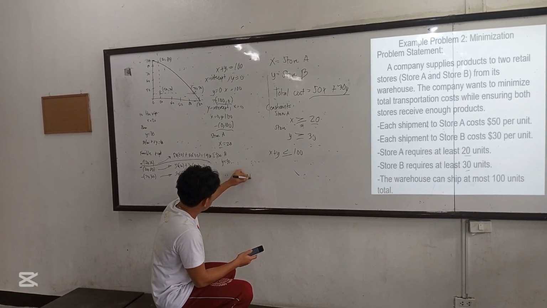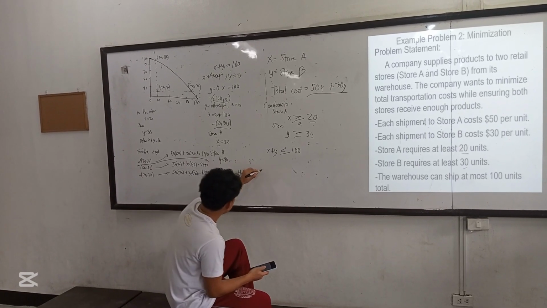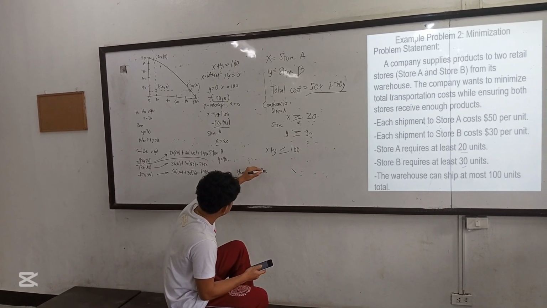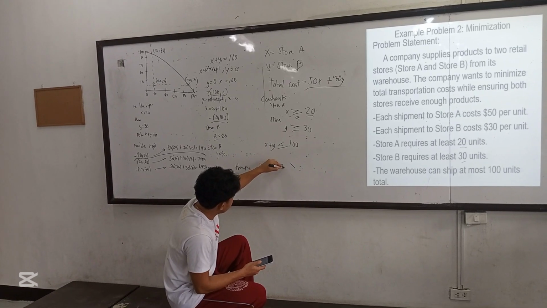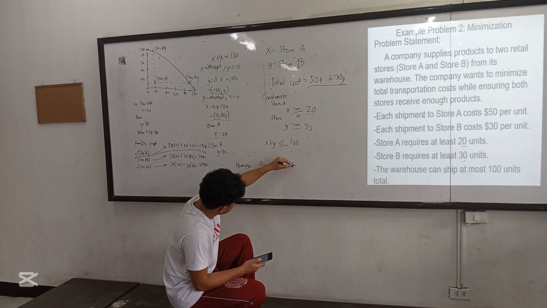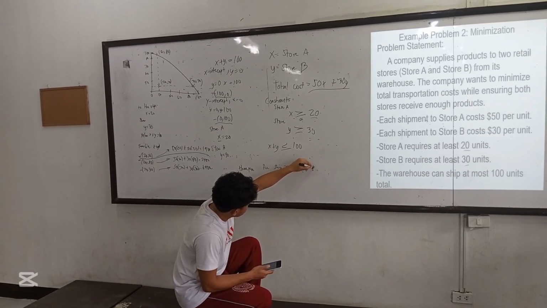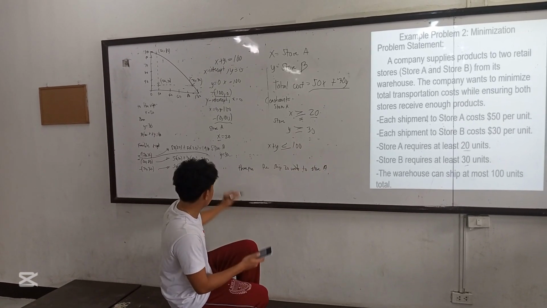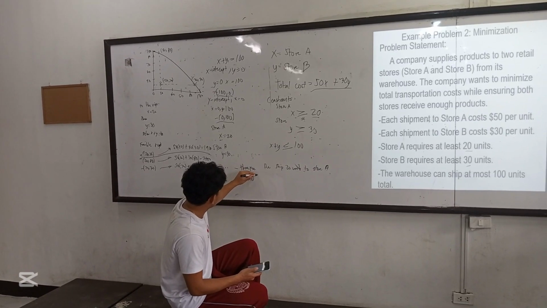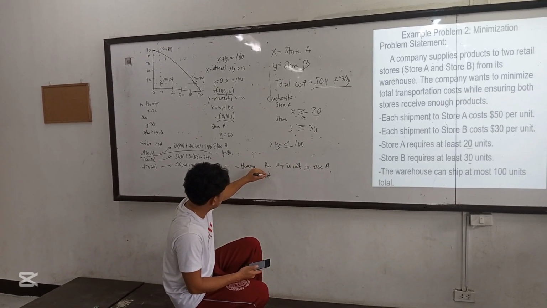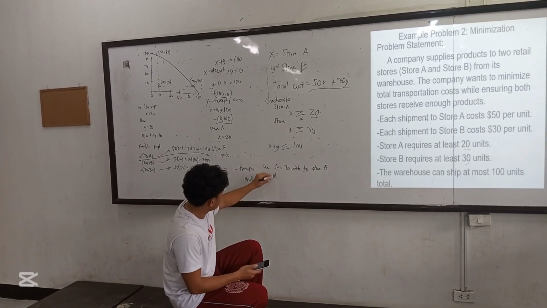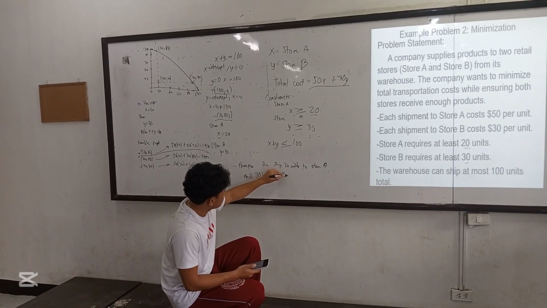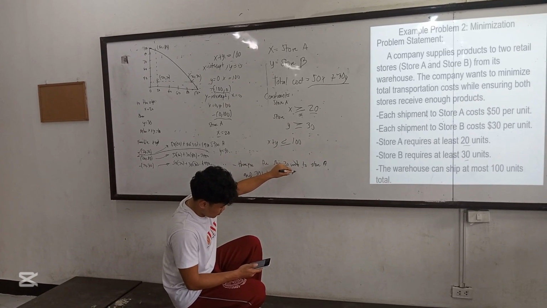Therefore, in our optimal solution, we ship 20 units to store A and 30 units to store B.